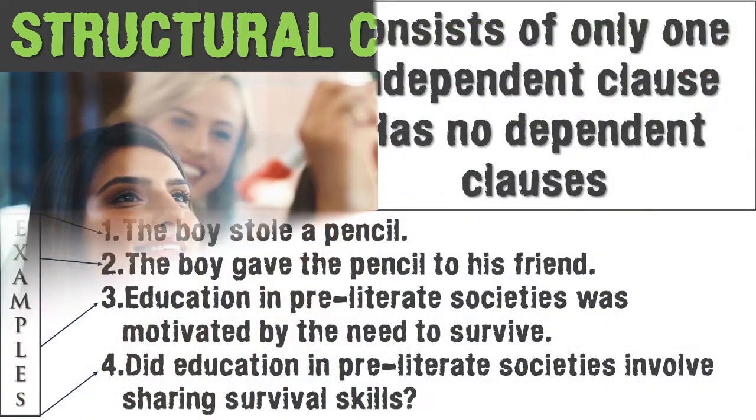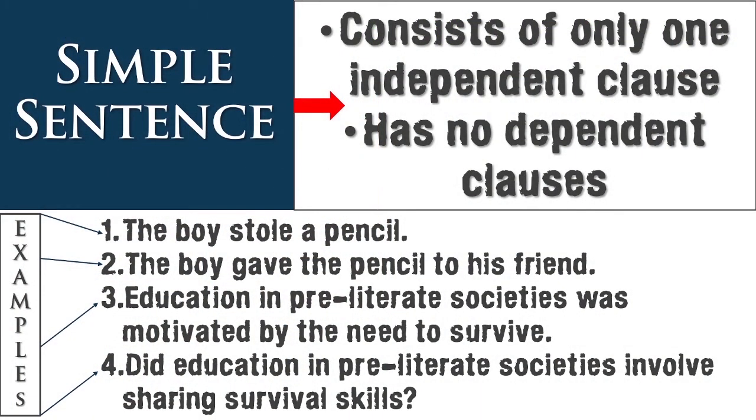When you talk about a simple sentence, it consists only of one independent clause and it has no dependent clause, meaning that a simple sentence has only one major clause or an independent clause. When you say an independent clause, it means a clause that can stand on its own without having to depend on another clause. A simple sentence is an example of an independent clause. It has no dependent clause. It doesn't have a need for it.